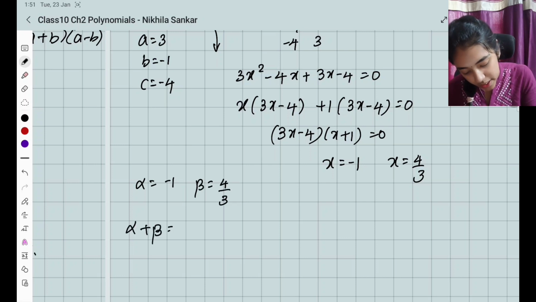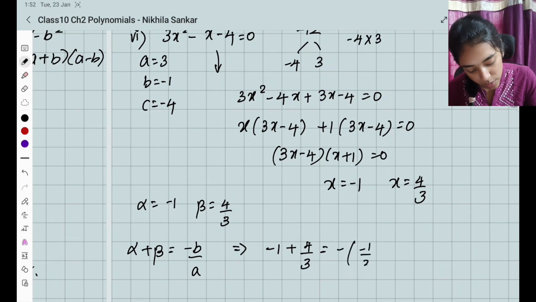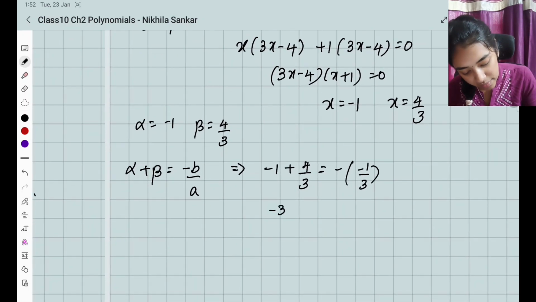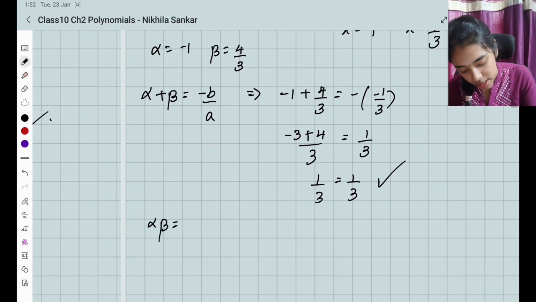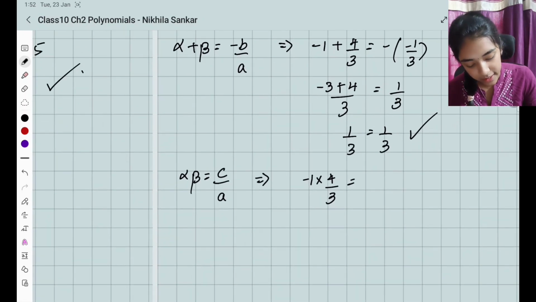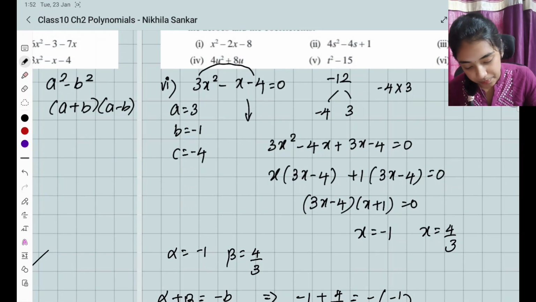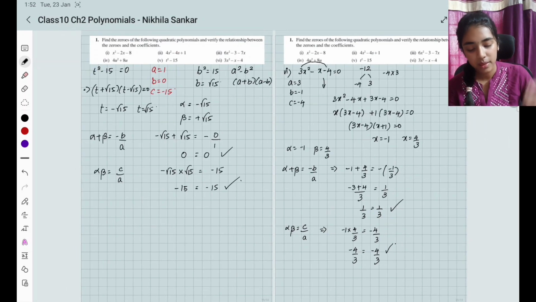So alpha plus beta equals minus b divided by a. Alpha plus beta and minus 1 plus 4 by 3 equals minus b by a, which is minus of minus 1 divided by 3. When I take the LCM, we have minus 3 plus 4 divided by 3 equals 1 by 3. 1 by 3 equals 1 by 3. Hence verified. Next, alpha beta equals c divided by a. So alpha beta and minus 1 into 4 divided by 3 equals c by a. C by a and minus 4 by 3. So we have minus 4 divided by 3. Value varliye and check panna, you have to check for the sign. Okay, minus 4 by 3. Hence verified. Okay, please copy.